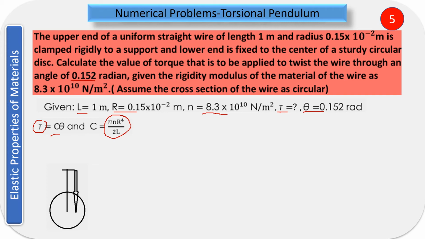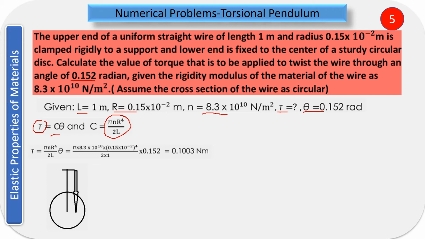All right, here you don't have to take anything with the support, that is the circular disc which has been supported at the end. Here you have to consider the wire which is getting twisted. So there should not be any confusion in this. All right. So now let's calculate. What I have to calculate is the tau value, which is nothing but C into theta, and the value of C we know, pi eta r to the power 4 upon 2L. So I am going to substitute all those values. So this is your formula.